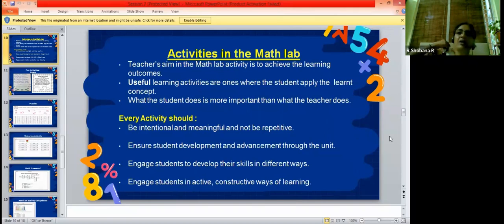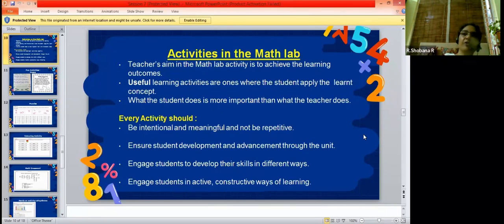Even if she does 50% of the work, 60% of the work, it gives her some clarity or some procedural experience on how the concept is being used. So the math lab is a place where the teacher must take a step back and do more watching instead of more teaching and helping. And every activity should be intentional and meaningful, and it should not be repetitive.